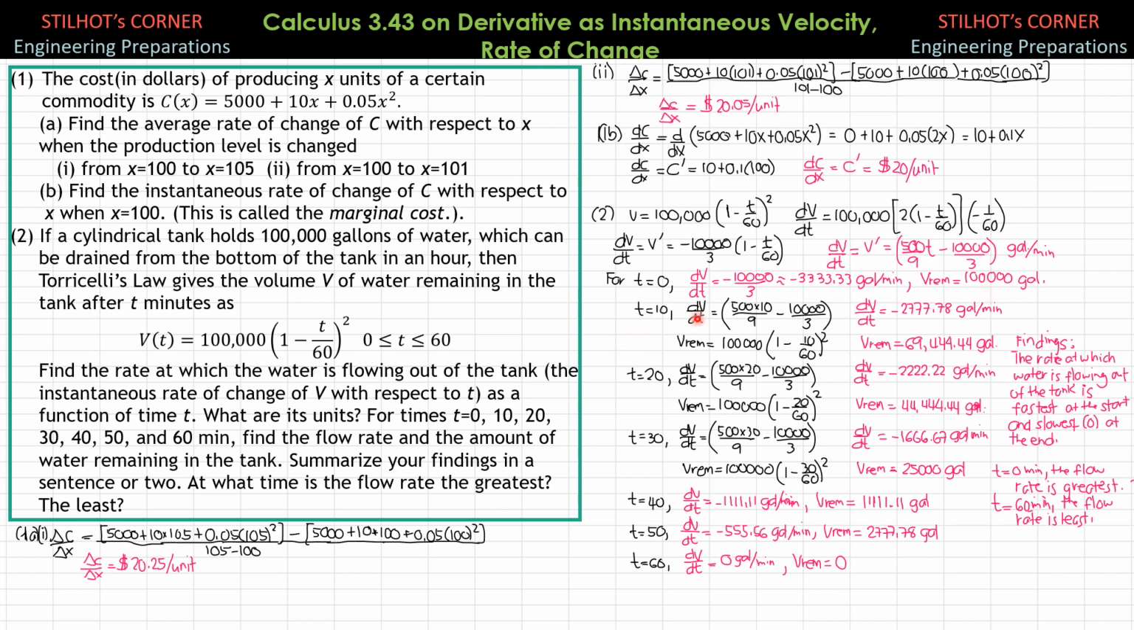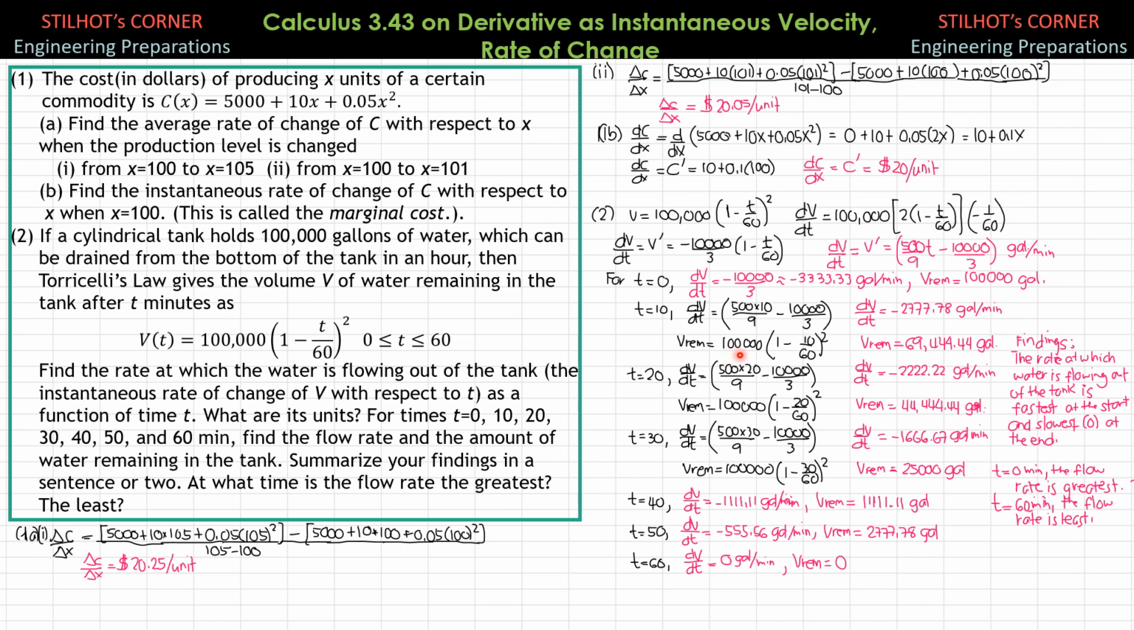When t is 10, dV/dt is, substituting here, 500 times 10 over 9 minus 10,000 over 3, we get negative 2,777.78 gallons per minute. The rate of change is negative, which means the volume of water remaining in the tank decreases. So that's why we have a negative sign. That's the meaning of that. The negative sign indicates that the volume remaining in the tank is decreasing.